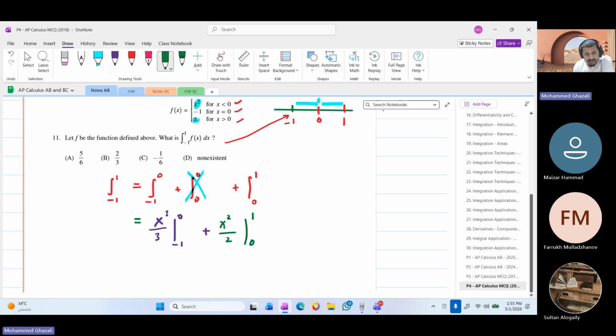If you substitute 0 on the upper boundary, you get 0 minus, you substitute -1 inside here, you will get -1/3, so minus negative, positive 1/3. Plus, if you substitute 1 inside here, you will get half. Substitute 0, you get 0.